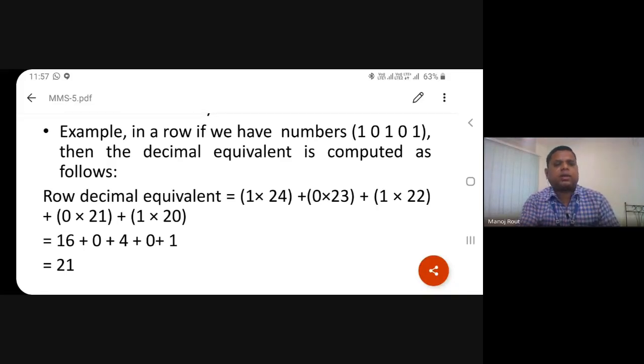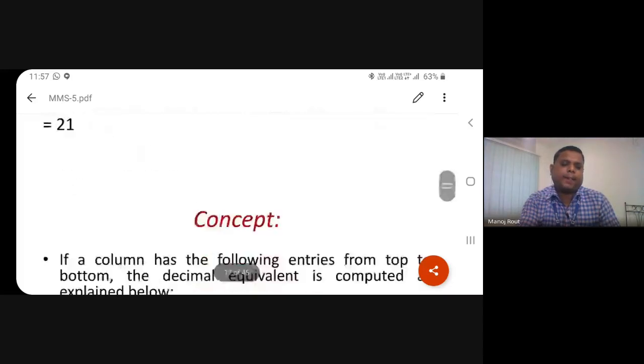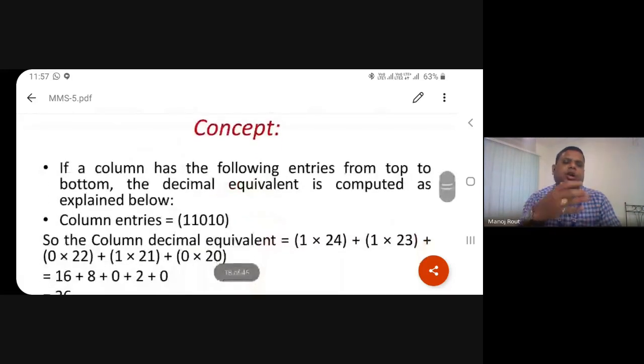And if you calculate the raw decimal equivalent, that is your 21. The value is 21. Moving to the next one, in case of column 1, going to the next slide. So in case of column 1, if a column has the following entries from top to bottom, the decimal equivalent is computed as explained below.